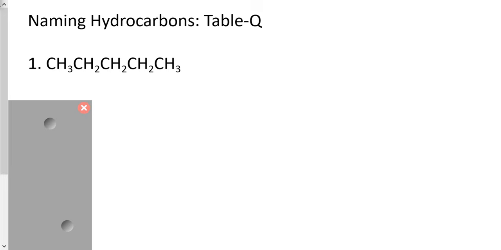Let's figure out the name of this hydrocarbon. First of all, why is it a hydrocarbon? Because I only see hydrogen and carbons. I should use reference table Q to figure out what type of hydrocarbon this is. But before we get started, we should count the number of carbons and hydrogens in this given compound.